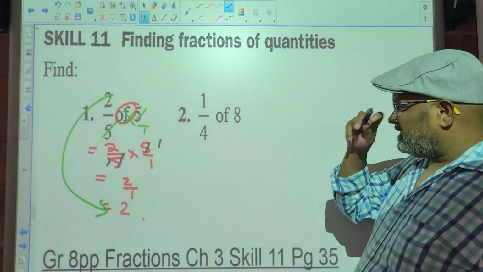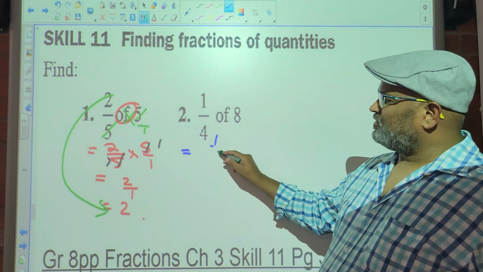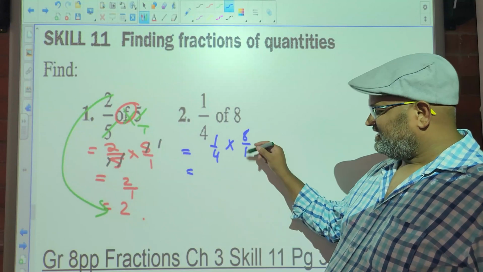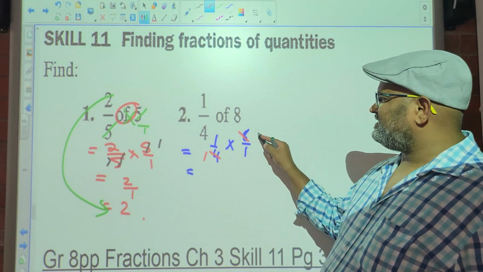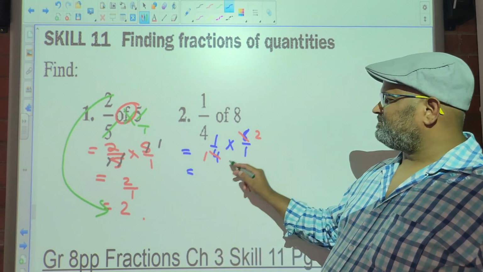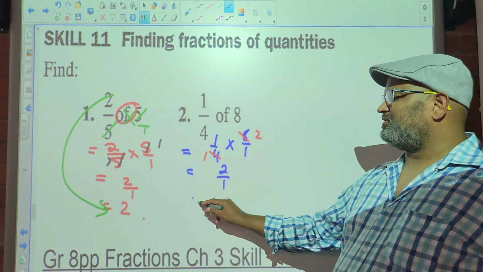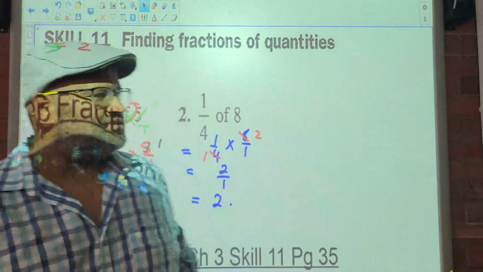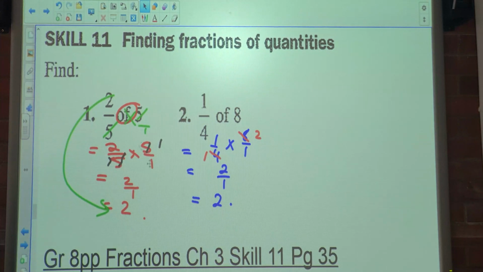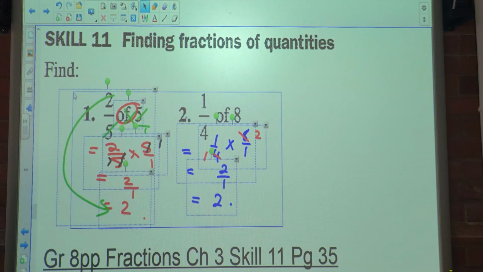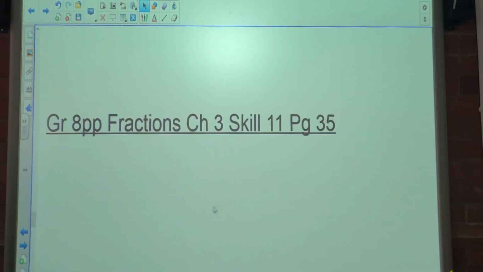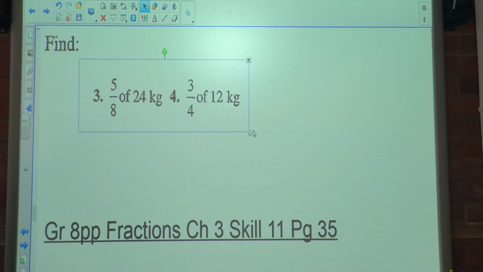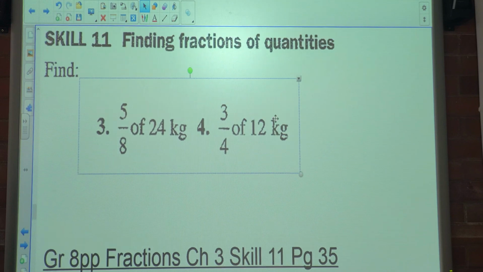Okay, people, let's look at number 2. That's a quarter multiplied by 8 over 1. Is there anything I can cancel here? Yes. 4 going into 4 once, 4 going into 8 twice. 1 multiplied by 2 is 2. 1 multiplied by 1 is 1. Give an answer. So are all the answers going to be 2? No. Before you see a pattern and say all the answers must be 2, here we're talking about kilograms.